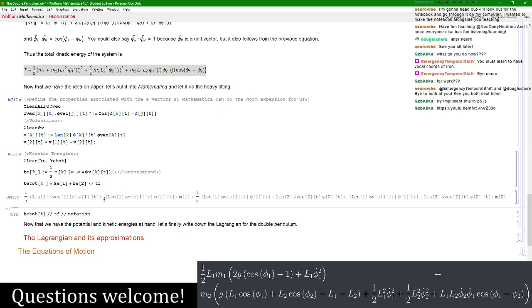But yeah, without telling Mathematica to expand these tensor calculations, this dot product, which is inherently a tensor calculation, it will leave it like this. It will leave this dot product unevaluated.